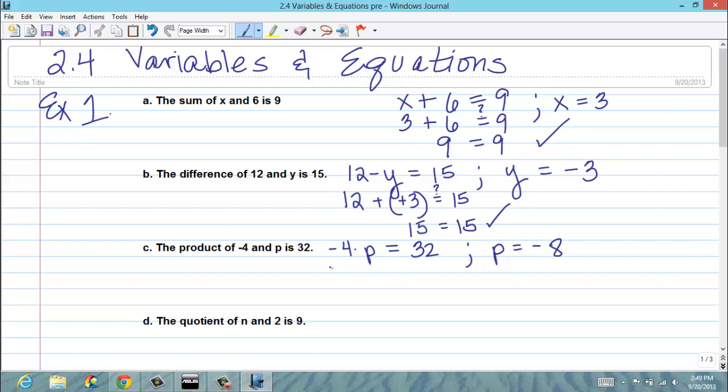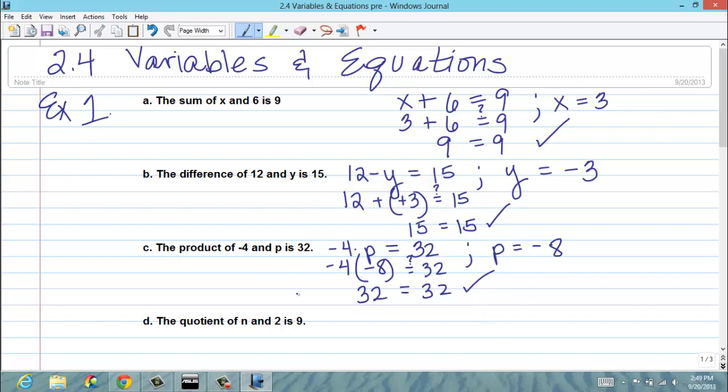Let's check to see, are we right about this? Negative 4 times negative 8. The question is, will this equal 32? And when we go ahead and carry this out, as it was discussed, negative times negative is positive, so this would be 32 equals 32. And that's correct. You must check your answers.